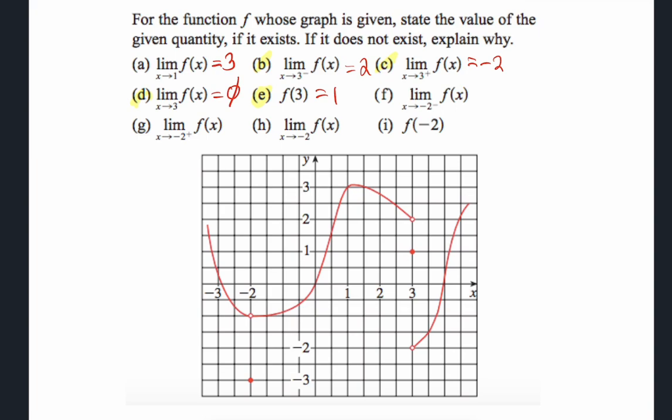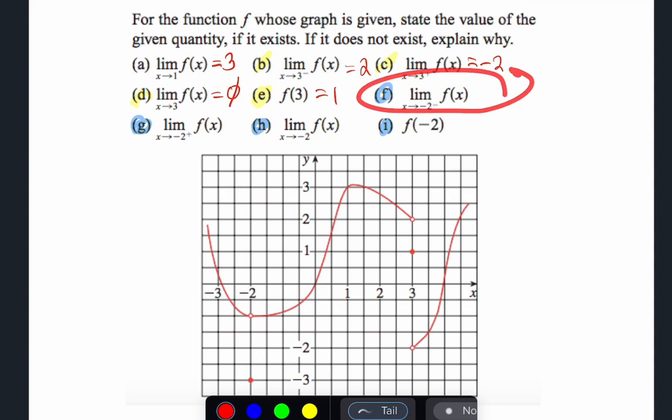So for F, G, H, and I, those ones go together because they are all concerned with an x value of -2. So first, let's start with this one. That little negative notation means we're coming in from what direction? The left. So we're going to go to an x value of -2, coming in from the left. What height are we approaching? I think that's -1.